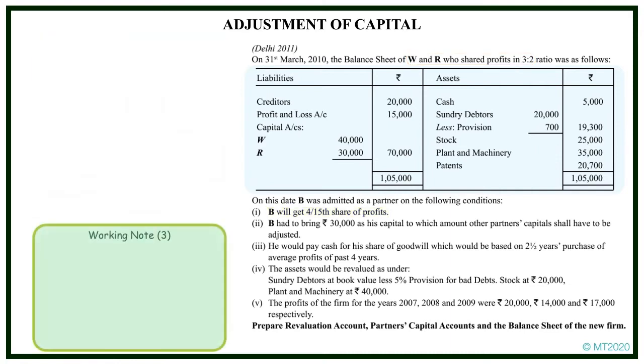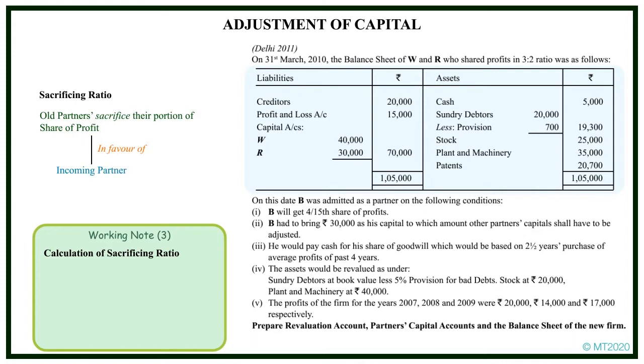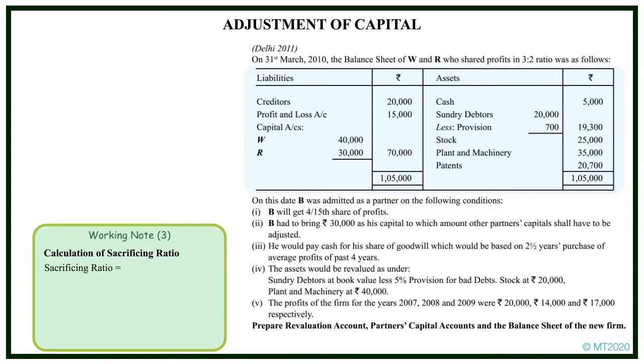The third working note which we will do is calculation of sacrificing ratio. So what is sacrificing ratio? Sacrificing ratio is the ratio in which all the partners sacrifice their portion of share of profit in favor of the incoming partner. So here B is the incoming partner and W and R would be sharing their share of profit with B. So we need to find out what the sacrificing ratio between W and R in favor of B is. The sacrificing ratio's formula is equal to old ratio minus new ratio.